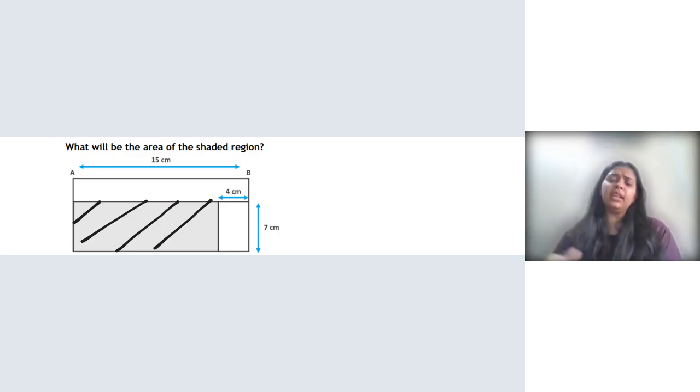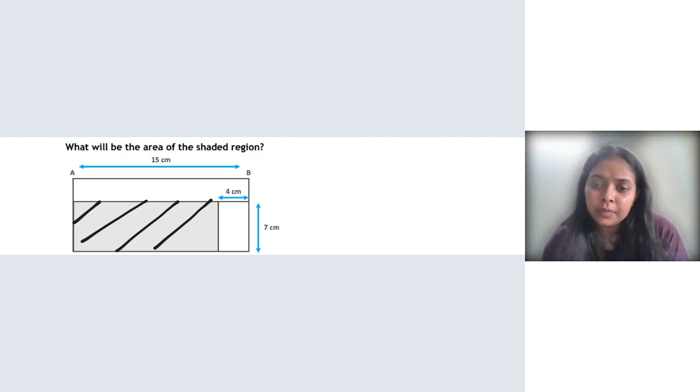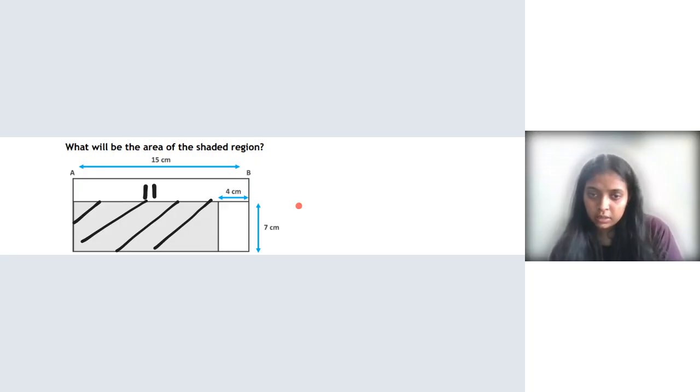18. How did you get 18? If that is 4 centimeter and this whole is 15 centimeter, then I will subtract 4 from 15, then I get 11. Very good. That is 7 centimeter, and that side is also 7 centimeters. 7, 7. But I need to calculate the area.